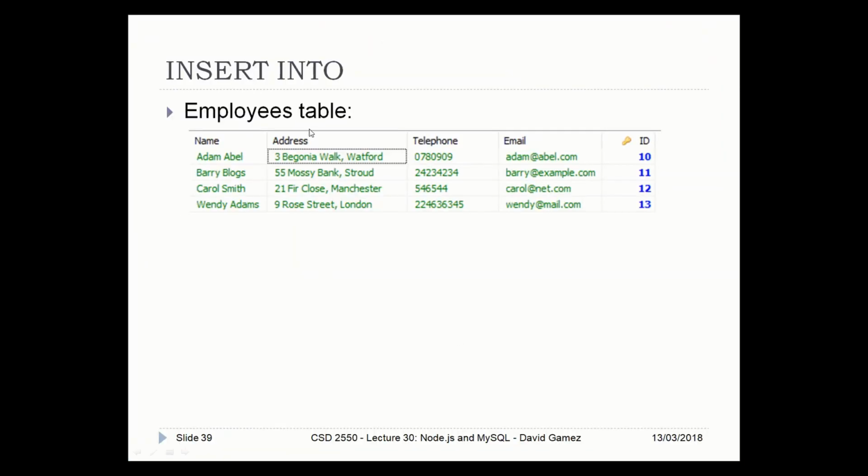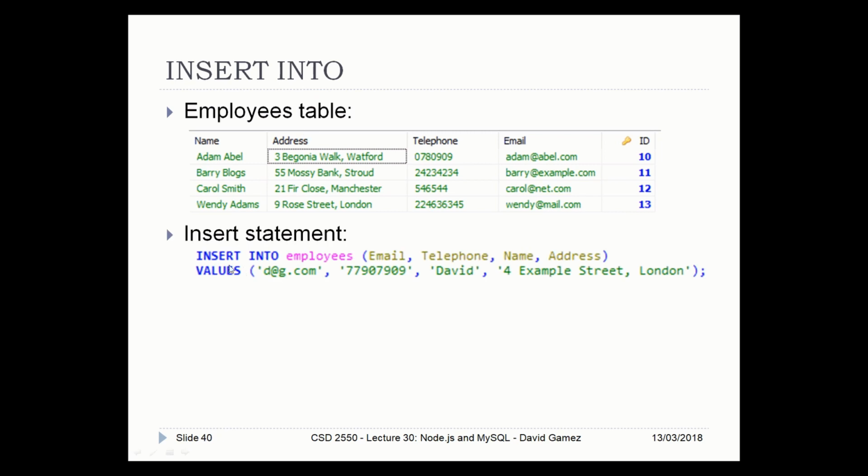So here we have an insert statement. Here we have our employees table, the one I just explained to you. Then we run insert into employees. In this case, I'm specifying the columns. I'm saying that email, telephone, name, and address are the columns I'm going to insert. And this specifies that this is the email, this is the telephone number, this is the name, and this is the address. You can see that email, telephone, name, and address are in a different order from the order of the columns here.